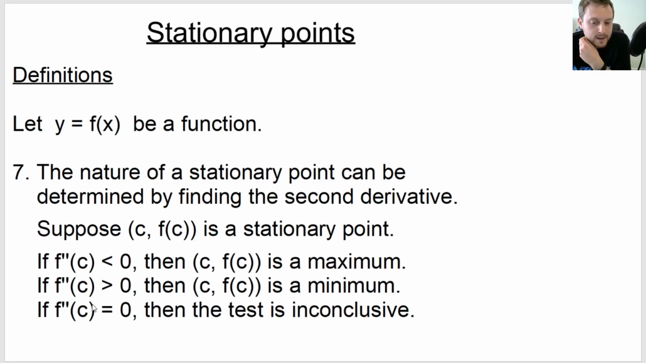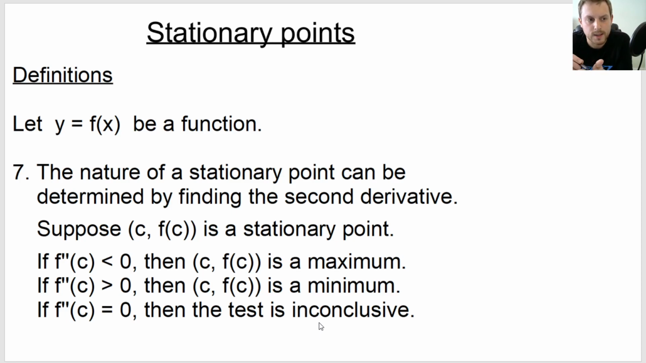If you plug in your value to the second derivative and you actually get 0, then the test is inconclusive. What that means is it could be anything. It could be a maximum, a minimum, or a point of inflection. If we're only applying this test because we've got a stationary point, it's going to be either a maximum or a minimum or a stationary point of inflection. However, the point is we can't actually tell what it's going to be.